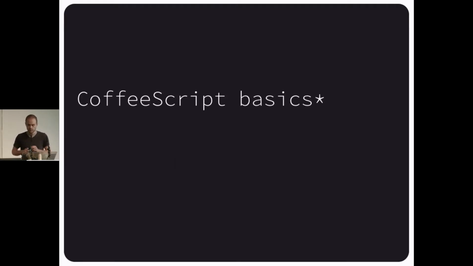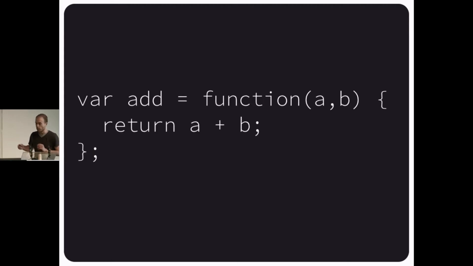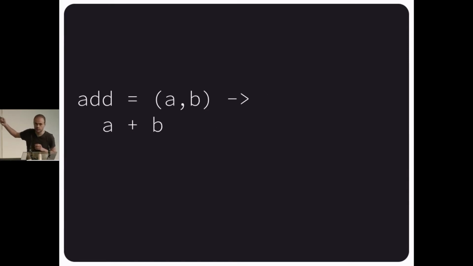So, some CoffeeScript basics if you're a noob. First of all, fear not, it's just plain old JavaScript except for reducing a lot of the visual clutter. There's no var keyword, for functions you don't use the function keyword, no more curly braces, no semicolons, and returns are implicit. So an add function like that just looks like that.